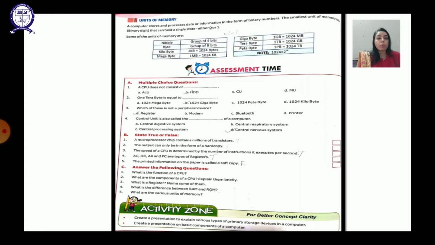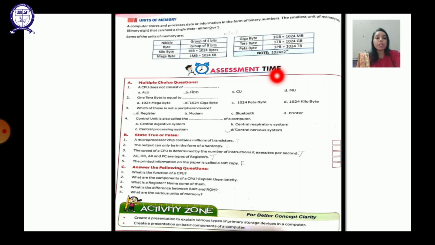So a group of 4 bits is called a nibble, a group of 8 bits is called a byte, and 1024 bytes make 1 kilobyte. 1024 is 2 raised to the power 10. 1 megabyte is equal to 1024 kilobytes. Similarly, 1 gigabyte is equal to 1024 megabytes. 1 terabyte is equal to 1024 gigabytes, and so on. 1024 is 2 raised to the power 10. If you multiply 2 ten times, it will give you the answer 1024.